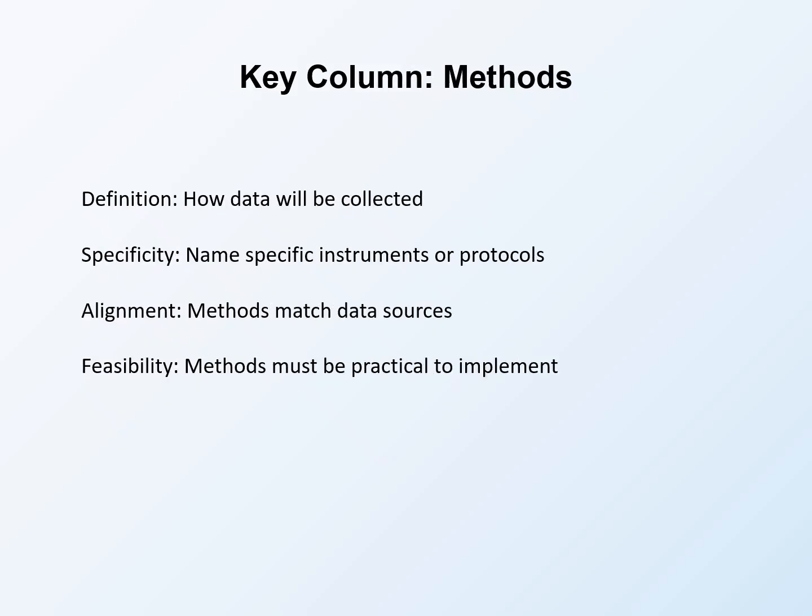Key column methods describes how you will collect data from specified sources. Method specification demonstrates methodological rigor and practical planning. Quantitative method descriptions include survey administration mode and procedures, assessment protocols and administration conditions, administrative data extraction procedures, and observation recording methods. Provide enough detail that reviewers can assess appropriateness.